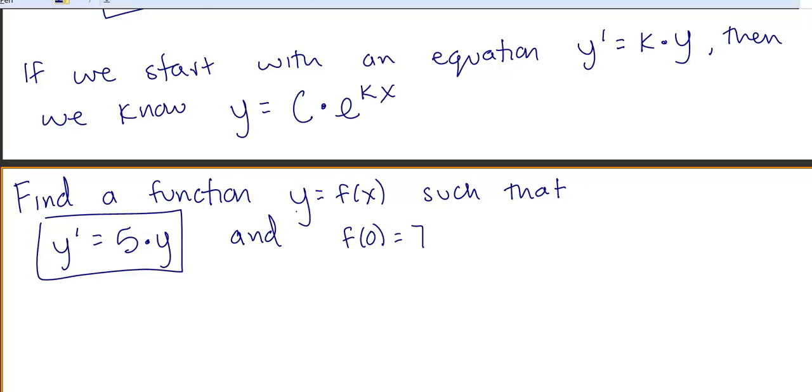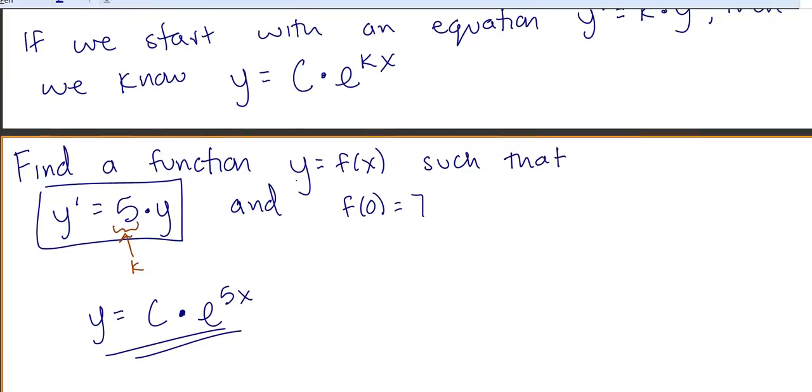So in this case, this is my k. Because it said if we start with y prime equals k times y, then we can say that y is going to equal some unknown constant c. We don't actually know what this constant is because it would work with many, many constants. Times e to the kx, so e to the 5x.